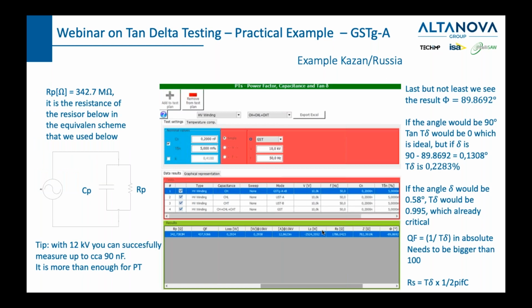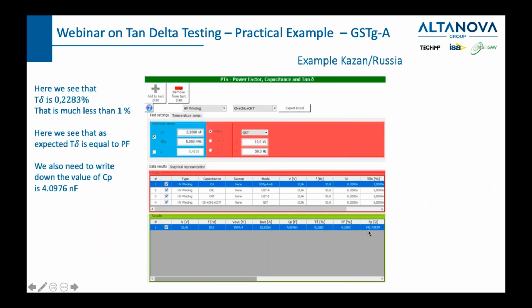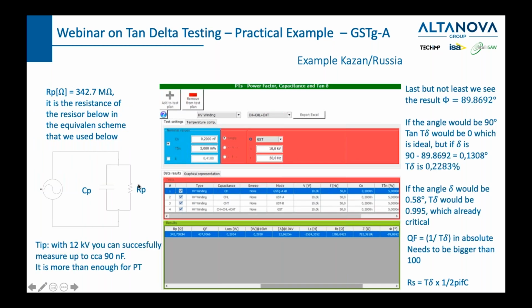In the next step, we can also see that there are some other parameters. Let me just go back. You see here, by the way, that tan delta and the power factor have the same numbers, and RP is 342.7 megohms. What is RP? RP is, as we were mentioning before in the equivalent scheme, the resistor connected in parallel to the capacitor. So that's RP. And if it's so big, it means that we have a good insulation.